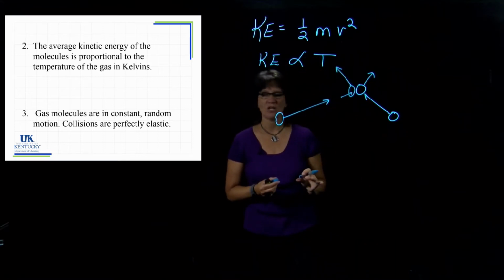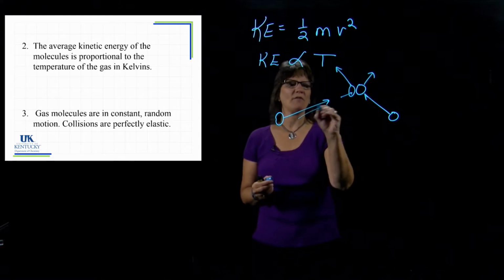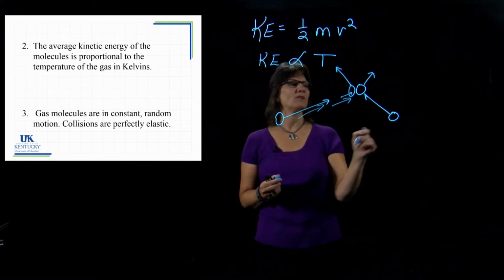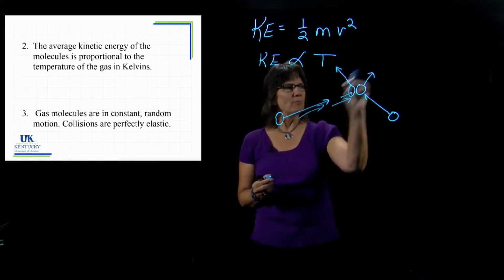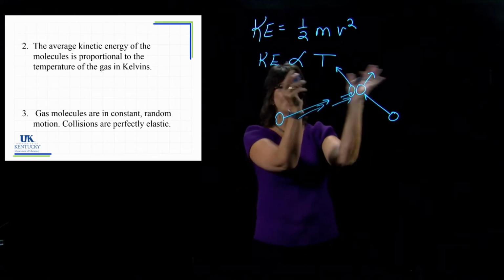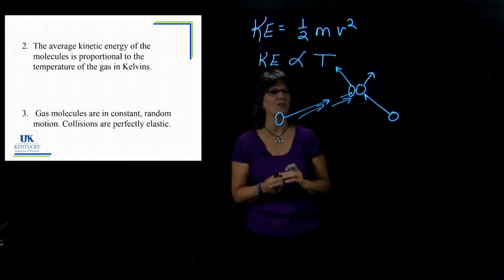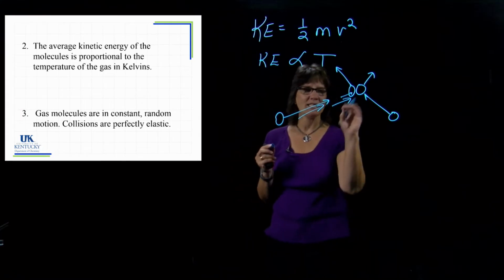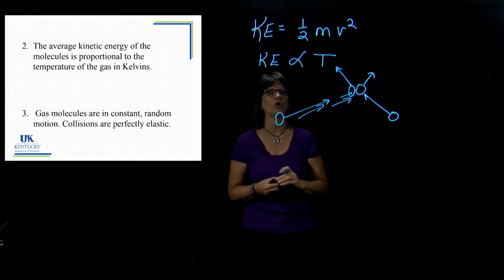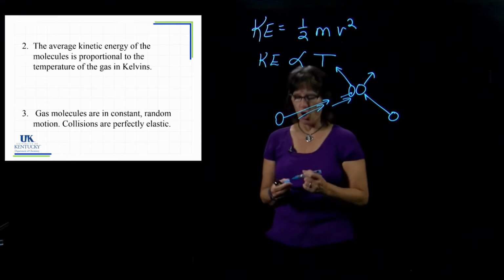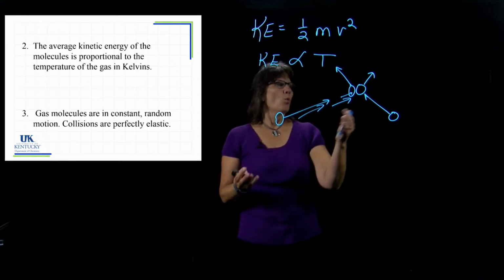They can exchange energy. So maybe this one was traveling really fast and this one was kind of going slowly. When they bounce off, there might be some average speed that they're going to travel as they ricochet off of each other, but they're not going to lose any speed overall. They're not going to lose any energy overall. What is that good for?